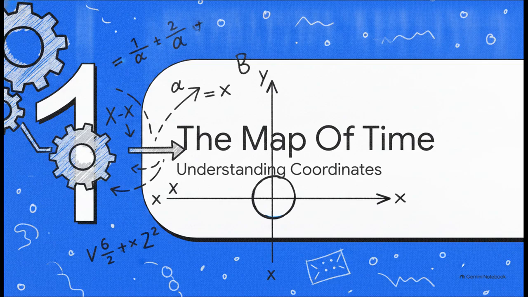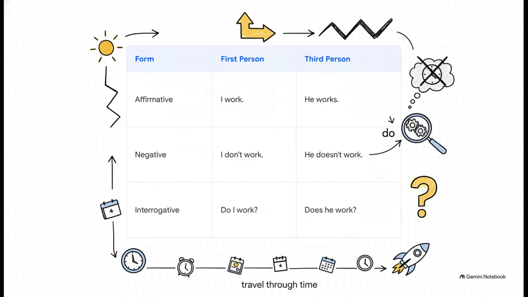Let's understand these coordinates. English actually relies pretty heavily on mathematical formulas to establish its coordinates. Take a base affirmative statement, like I work. To make it negative, we don't just drastically change the verb itself. Instead, we bring in a little helper, an auxiliary verb, to create I don't work. And to ask a question, we just flip that structure right around into do I work. Grasping these really reliable building blocks is exactly how we equip ourselves to travel through time.